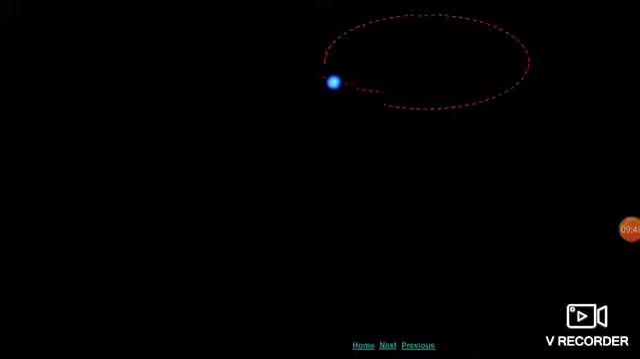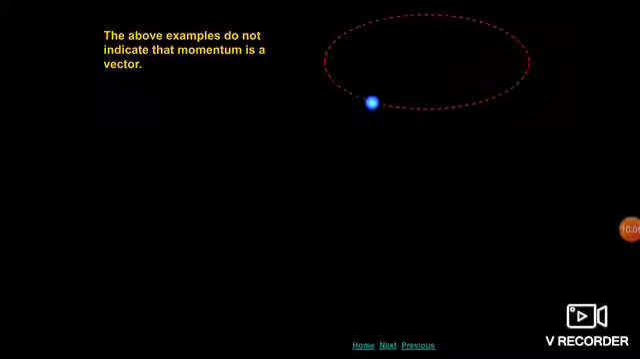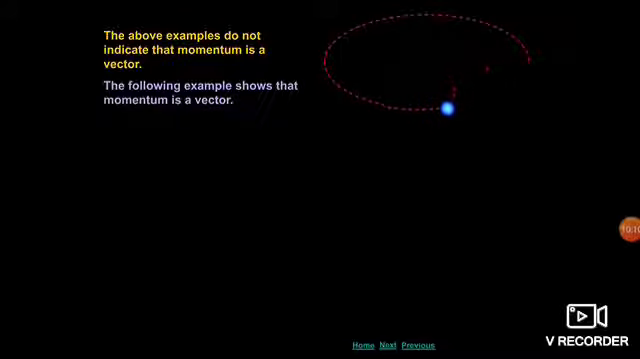Now you can see there is one person. He has one stone in his hand which is tied to a string. Now if it is moving like this, it is moving in a circular motion with constant speed. This is known as uniform circular accelerated motion, in which velocity remains constant in magnitude but direction changes at every instant. The above examples do not indicate that momentum is a vector. The following example shows that momentum is a vector.